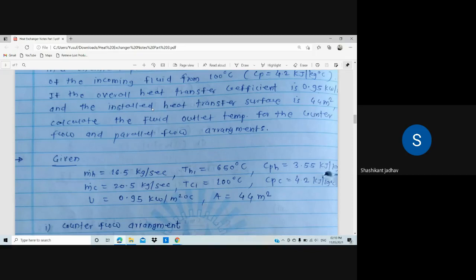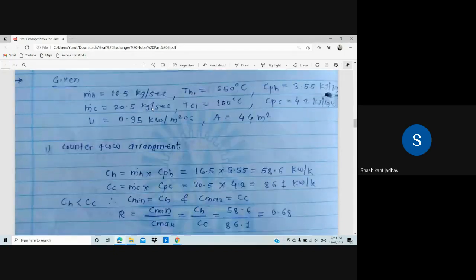Okay, so we have to find out the effectiveness. Then we have to use the equation for the effectiveness. For the calculation of the effectiveness, there is a need of CH and CC. So first of all, we have to calculate the CH and CC. From that, we have to understand what is the value of C minimum, what is the value of C maximum. Then we have to find out the R. From that, we get the value of NTU. Then we have to calculate the value of effectiveness. And from that equation, we have to calculate the value of TH2 and TC2.